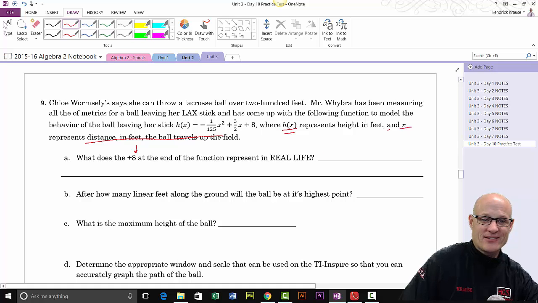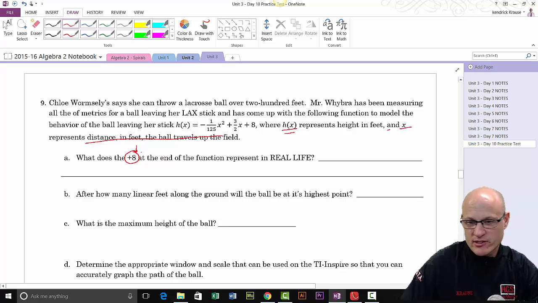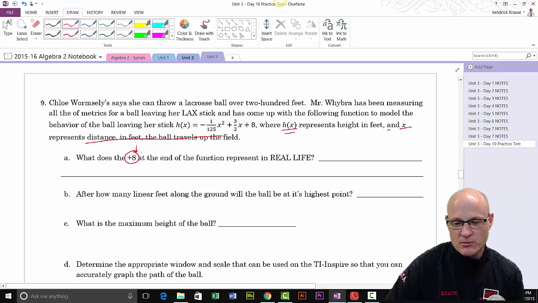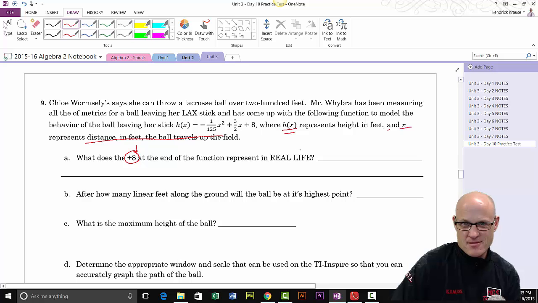so this positive 8 represents the height of the ball as it's leaving her stick. And 8 foot's about right. They probably have about a 4-foot stick. She's probably about 4 feet tall, so that's like 8 feet. See what I'm saying? Just kidding.